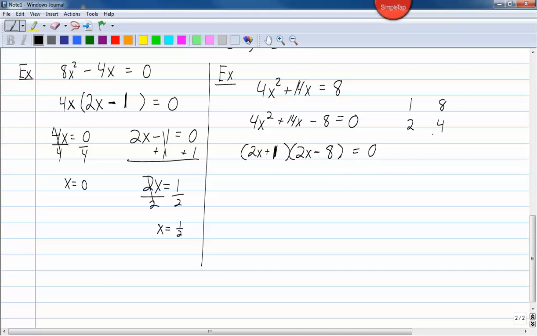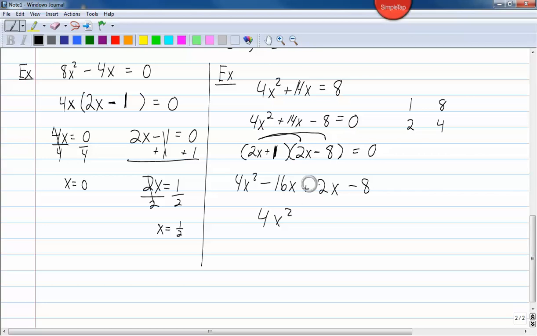I can also try 2 and 4 and reverse the numbers. And then if all that doesn't work, I'll go back and use 4x and 1x and start over. But I need to check and see if I factored correctly. The way you do that is by multiplying it back out. So I'll get 4x squared, then minus 16x, then plus 2x, and then minus 8.